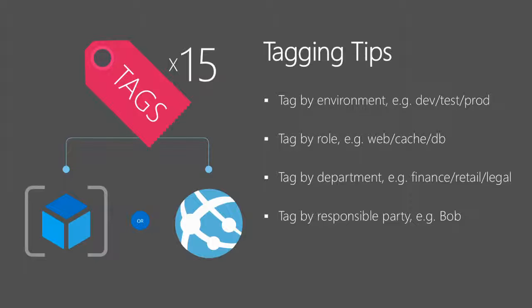So you can tag all of your VMs that host web workload with a web tag, cache tag, database tag, so on and so forth. Another option is to tag by department. Is this application or these resources owned by finance, or HR, or retail, or legal? Because we want to make sure the legal guys get the right bill. And the final thing is tag by responsible party.